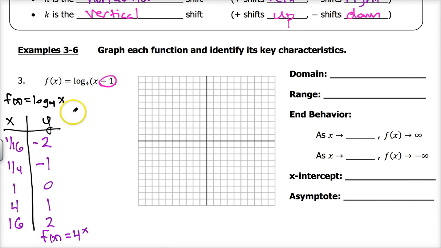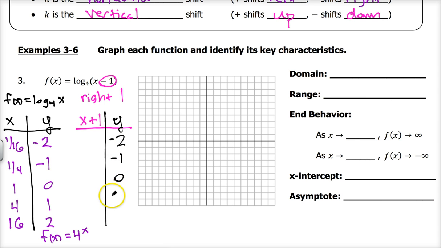Well, this -1 up here means that we're shifting the graph to the right by 1 unit. And when you're shifting the graph to the right, that just adds 1 to each of your x values. So each of these x values here, we're going to take each of those x values and add 1. The y values, however, are going to stay the same. So the t-chart that I'm going to use is going to have the exact same y values, -2, -1, 0, 1, and 2. But my x values are going to be adding 1 to each.